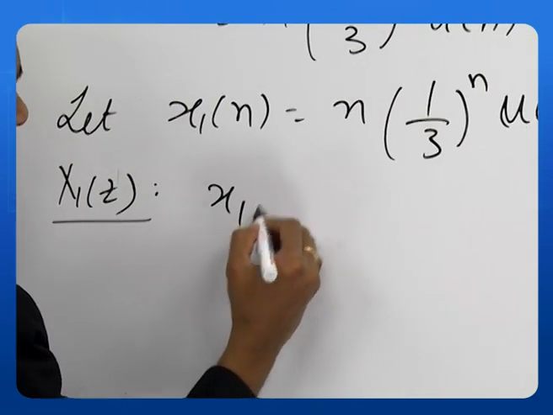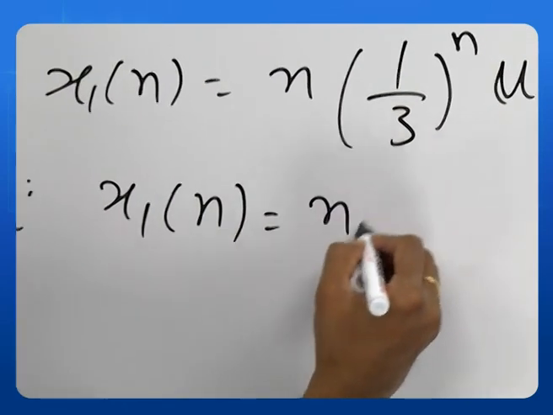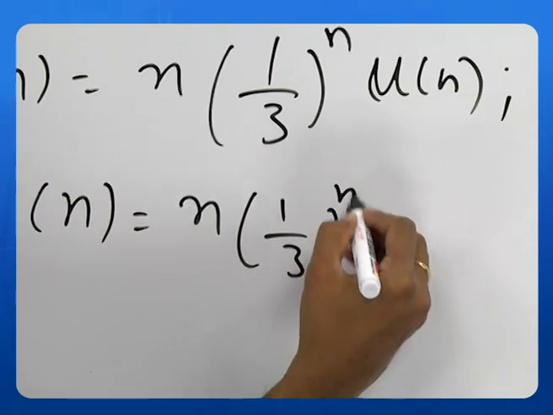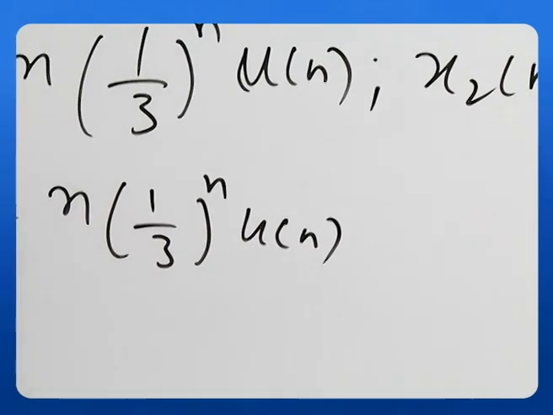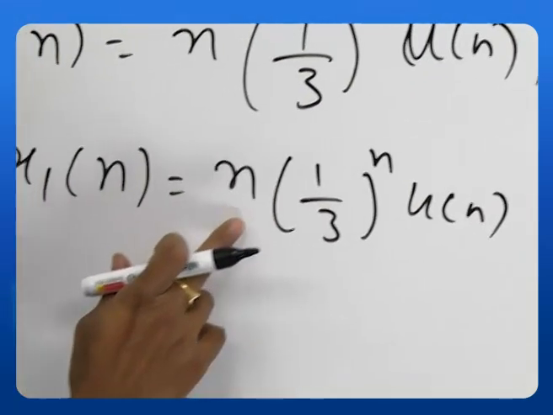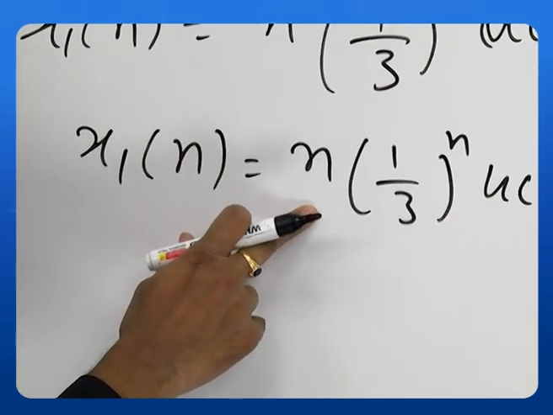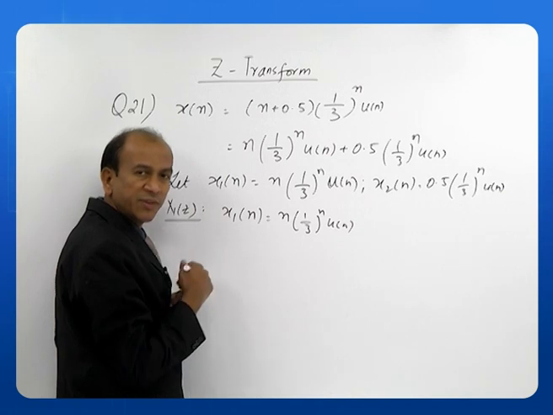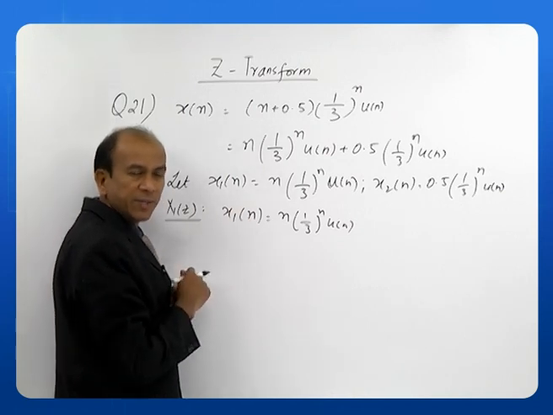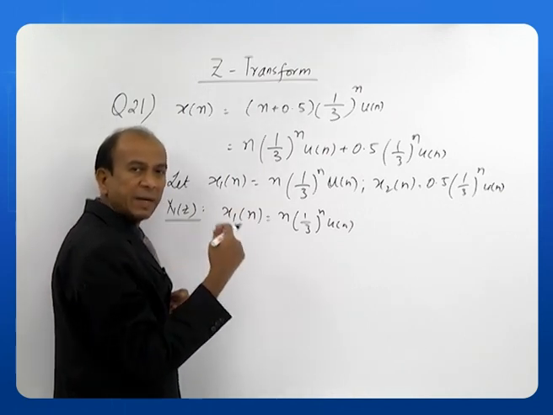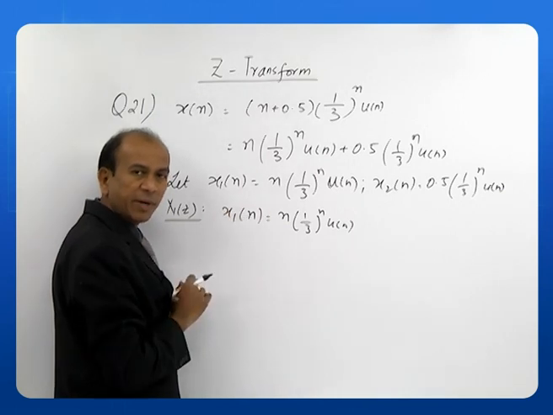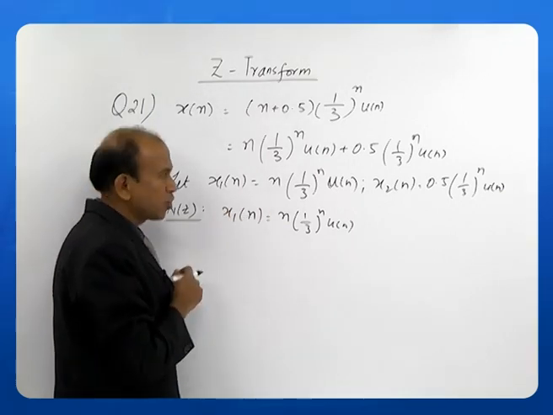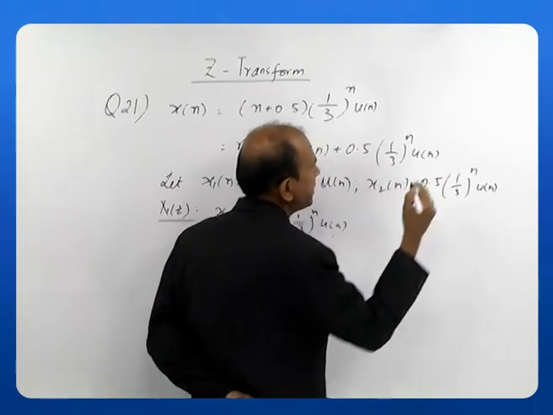x1 of z, if you look at this, it is having this formula 1 by 3 whole to the power of n u of n and n. Now if you see here, there is a multiplication with a factor n. So if you remember our Z transform properties, we have to use the differentiation property to get this step answers. So what does differentiation property say? Let us see first differentiation property and then we'll come back to solve this.